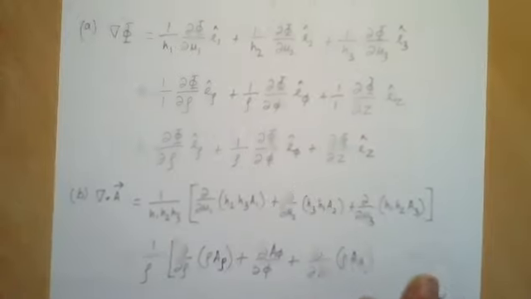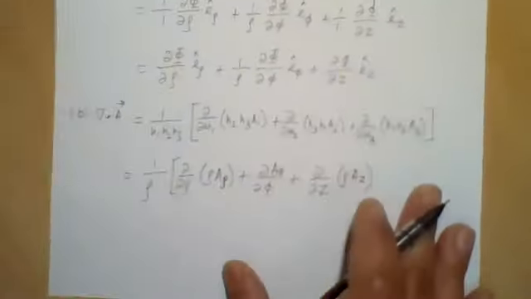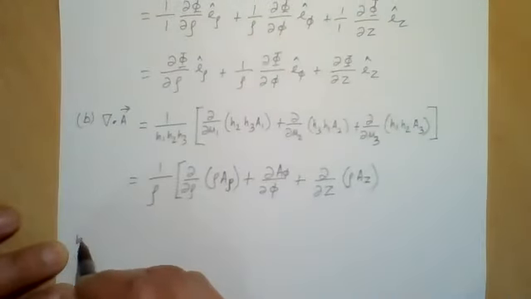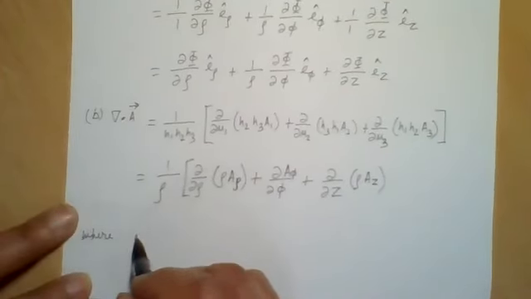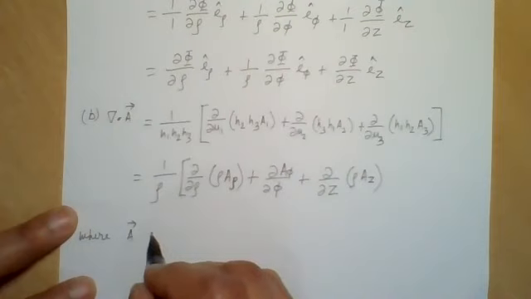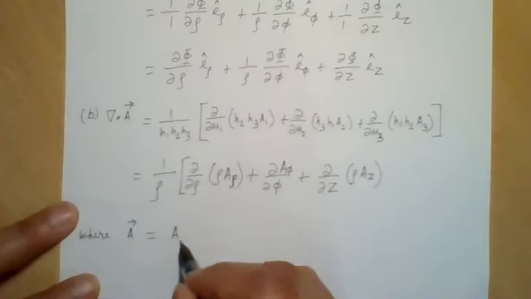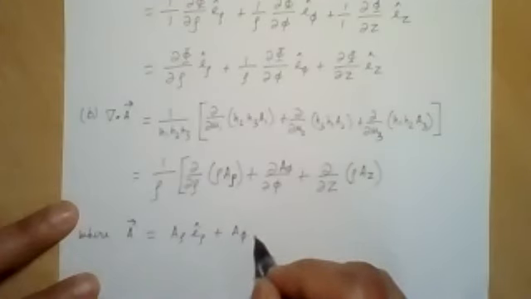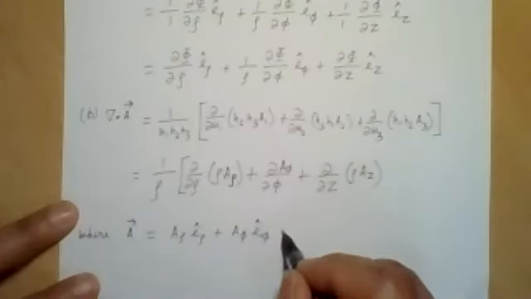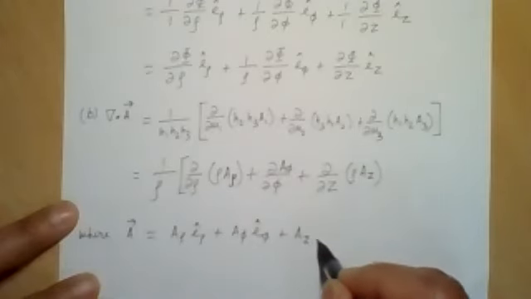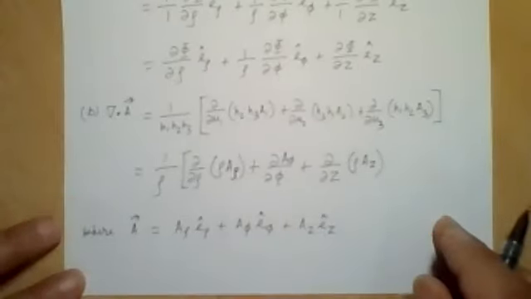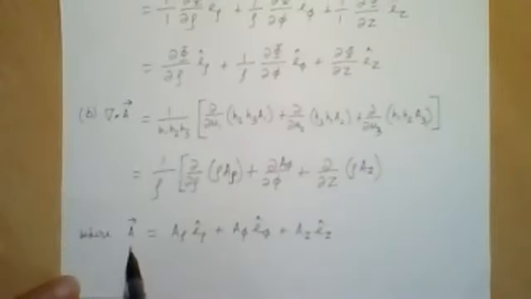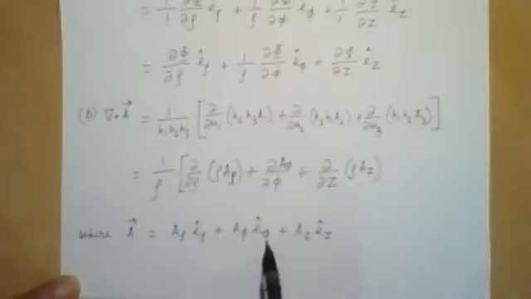Here let me explain the components of A, where the vector A is equal to A rho e rho plus A phi e phi plus Az ez. Here the vector field A is expressed in terms of the unit vectors along rho, phi, and z.